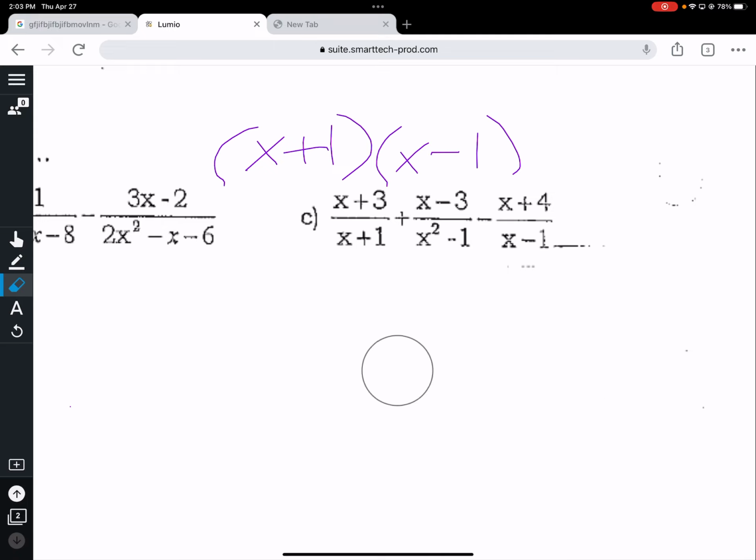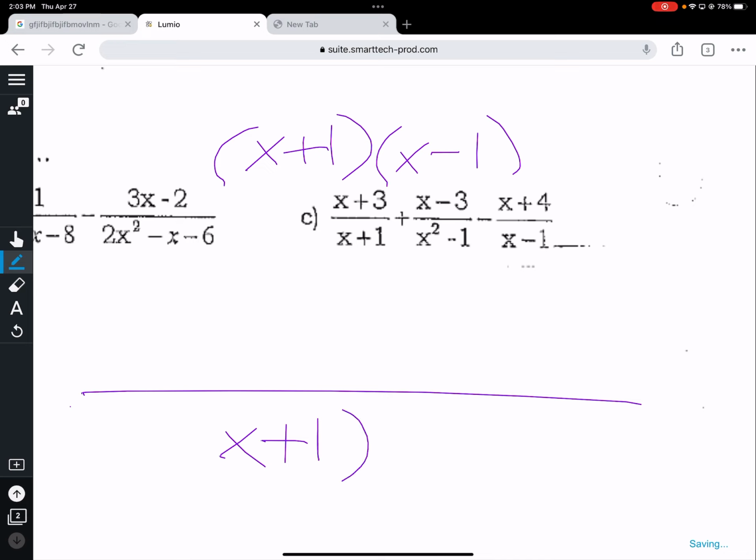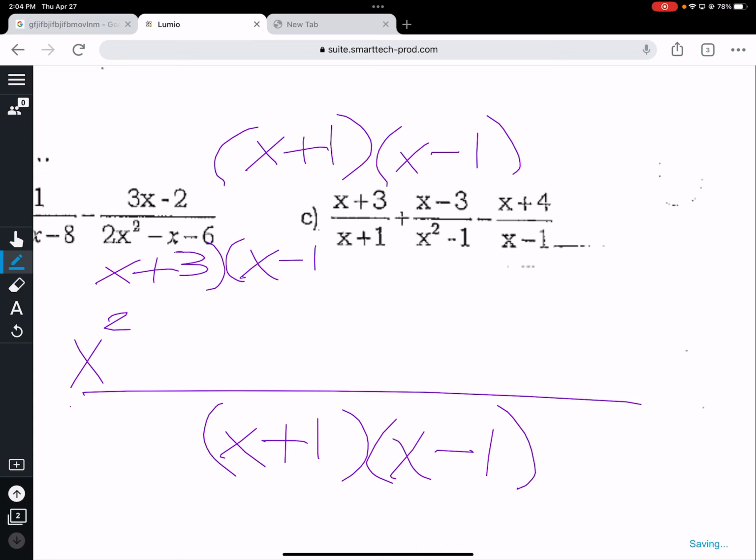So we are going to write x plus 1, x minus 1 in the denominator. Which means, what do we have to do to the numerator? Multiply by x minus 1. Yep, so we're going to FOIL. This is x plus 3 times x minus 1: x squared, minus x, plus 3x, minus 3. Are y'all good with how we got there?